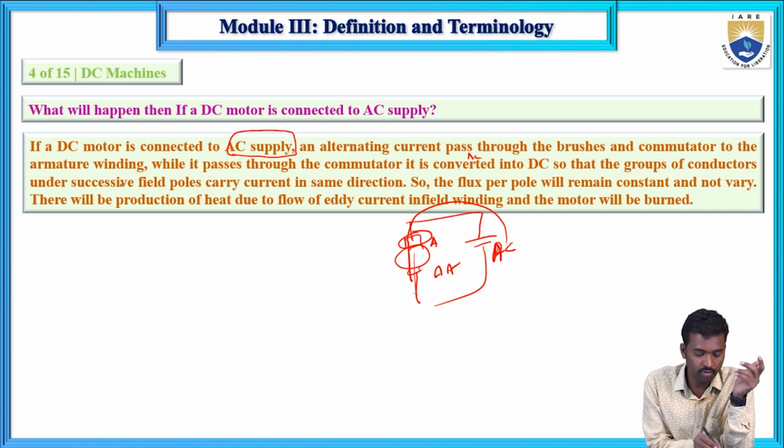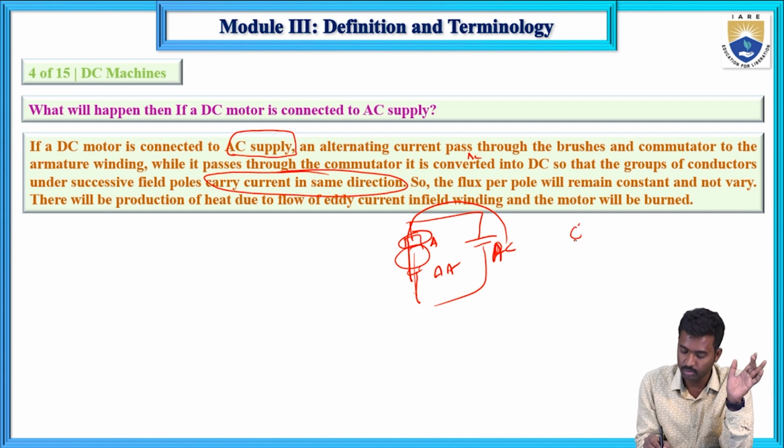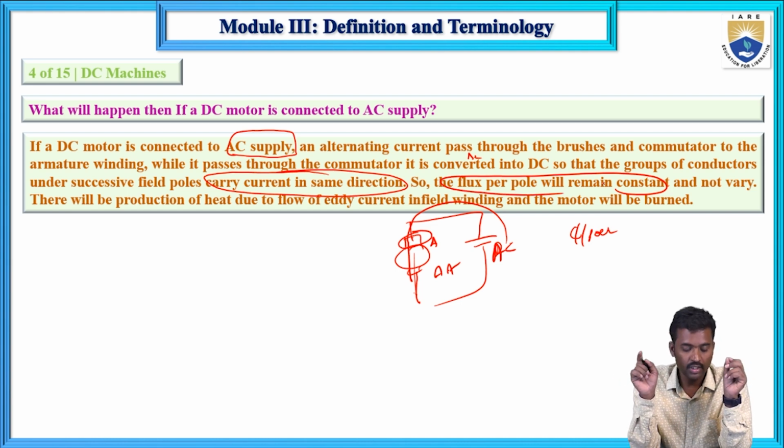So that the group of conductors under successive poles carries the same current. This is important. If it is the same current, the flux per pole remains constant and does not vary. And now there is production of heat due to the flow of eddy currents in the field winding, and the motor will be burned.